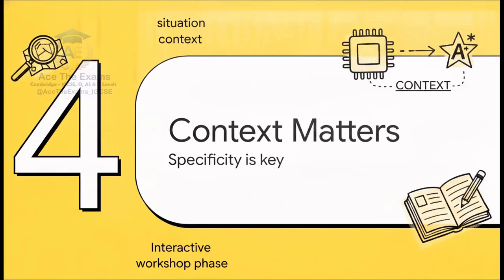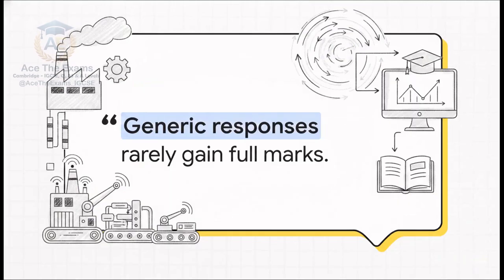Awesome. Let's pivot to Section 4. Context is everything. As we look at specific situational context, you need to realize that this is often where the absolute highest grade boundaries are decided. The difference between an A and an A star often lies purely in how well a student anchors their technical knowledge to the specific scenario provided in the exam paper. You don't just have to take my word for it.